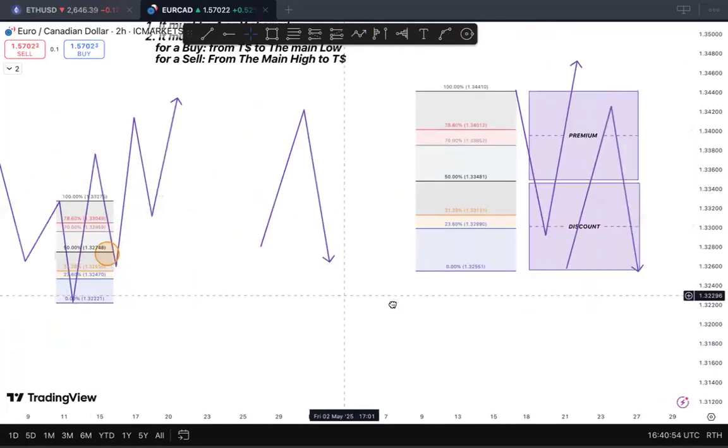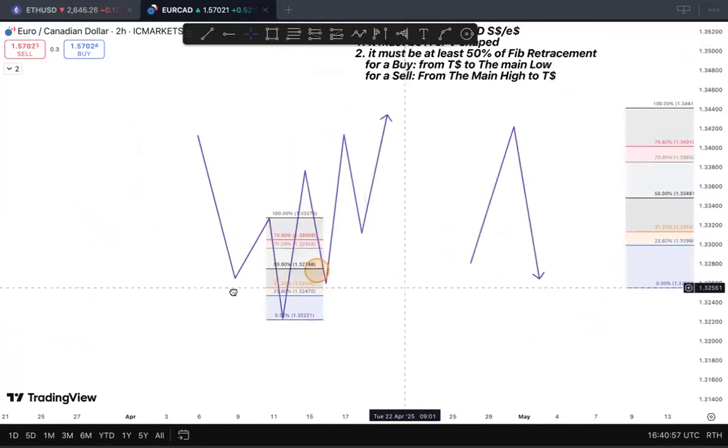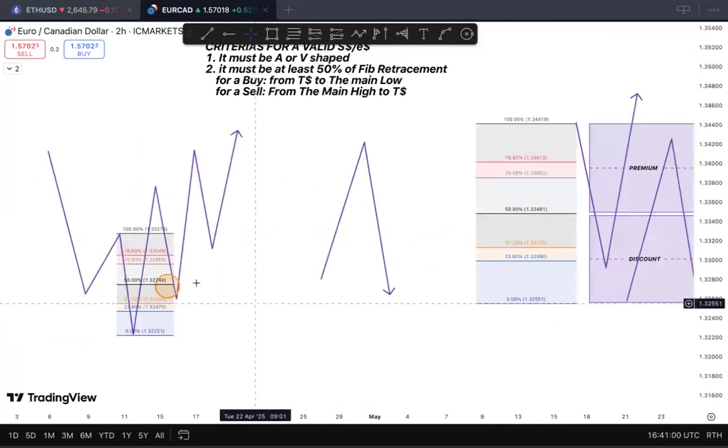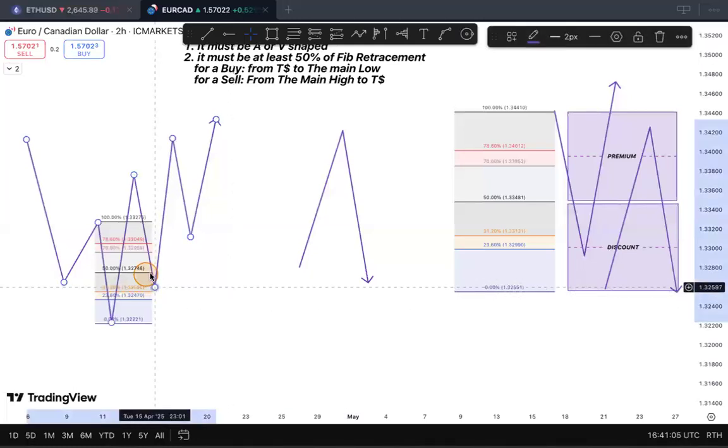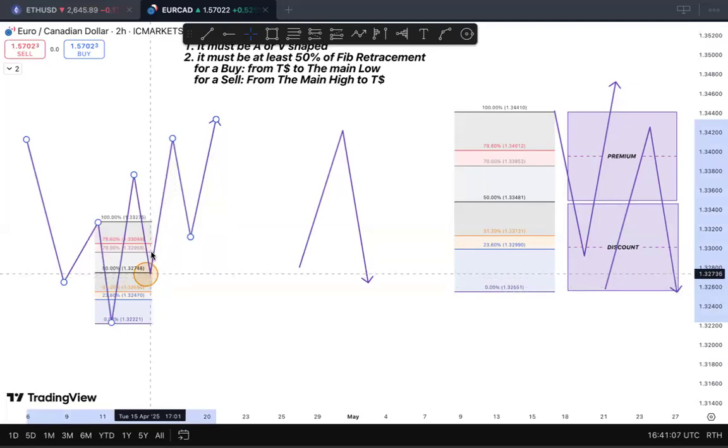Fuel is needed, and that fuel must be at the exact point where it is needed to be. So the structural liquidity itself must be at the 50%, not far above the 50%. It could be slightly. Can you see things like this? But if it is somewhere here, you don't want to take that trade. It is not valid.